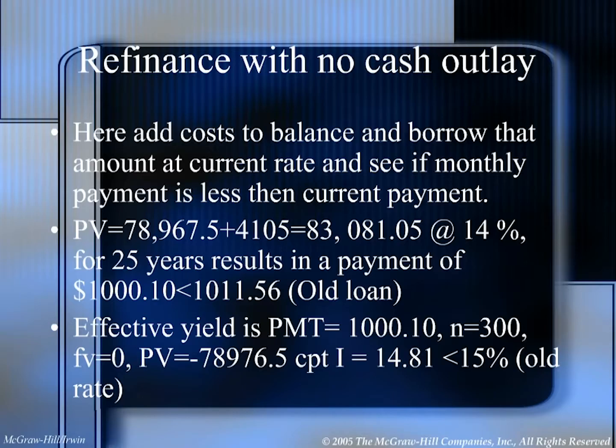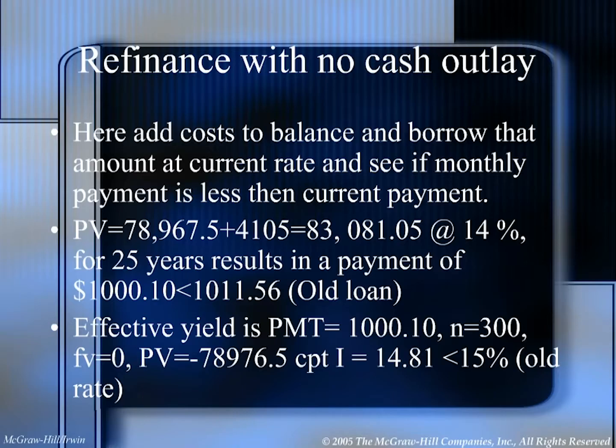So in this case, we have the balance of the loan at this point, 5 years in, $78,967. Add the $4,105 of costs. So the amount we'd be borrowing is $83,081.05 at the going rate, which is 14%, lower than the rate we currently have of 15%. Again, we want to stay at 25 years because the original loan was 30 years, but 5 years have gone by, so we want to have the same amount of time left. So 25 years. We crank out the payment, and it's $1,000.10, which is less than what you're currently paying.